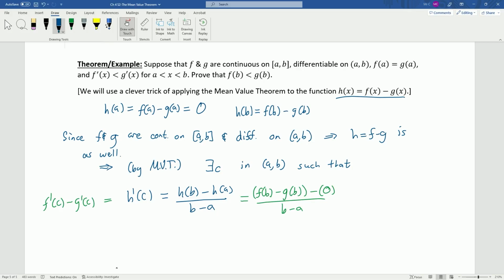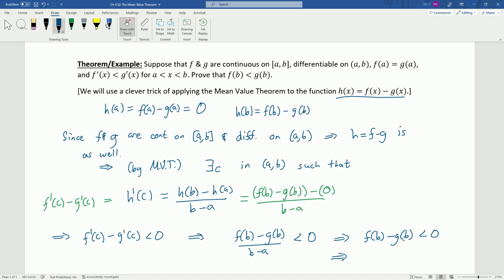Okay, so what else do we know? Well, we do know that f prime of c and g prime of c, well, what do we have? We have that g prime is bigger than f prime. And if g prime is bigger than f prime, and I'm subtracting g prime, that tells me that f prime of c minus g prime of c is negative. So if this is equal to this expression, that implies that f of b minus g of b over b minus a is also negative. And since b minus a is positive because b is larger than a, that implies f of b minus g of b is negative. And if I move the g across, I get that f of b is less than g of b.